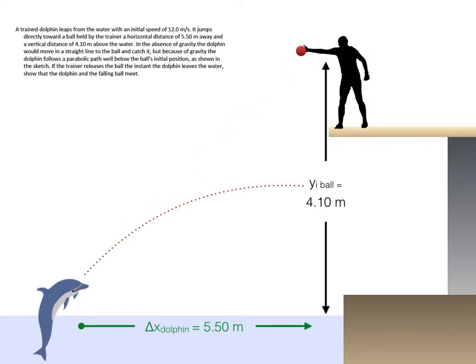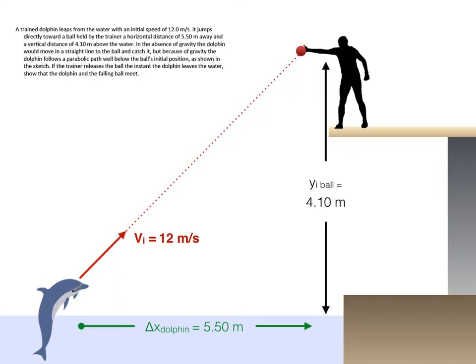Because of gravity, the dolphin follows a parabolic path well below the ball's initial position. So even though the dolphin is aiming at the ball, the dolphin is going to take a parabolic path, and the assumption, which is what we want to prove, is that the dolphin and the ball are going to meet in midair like that. So remember, the dolphin is aiming directly at the ball and jumping out of the water with a velocity of 12 meters per second.